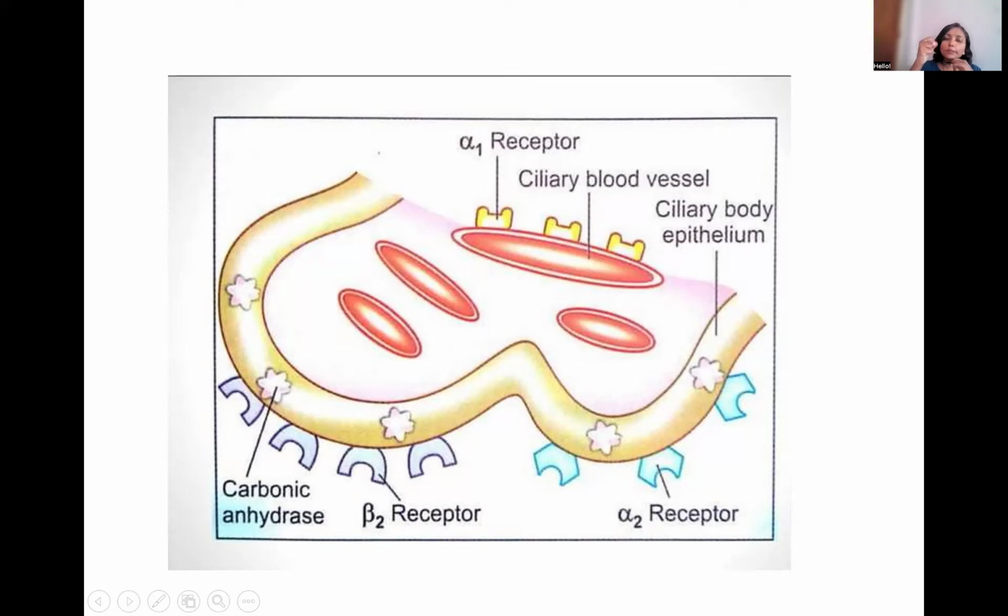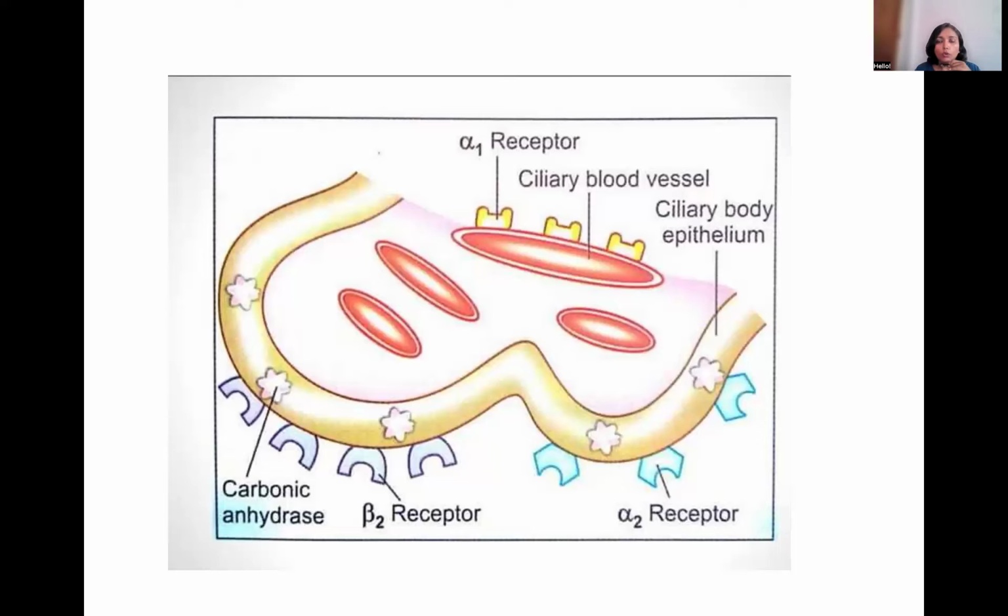Now, the ciliary body is associated with production of the aqueous humor. This aqueous humor is secreted, as I told you already, by filtration of the plasma from the ciliary blood vessels. So, that means what has to act there? Which receptors are predominant there? They are the vasoconstriction promoting receptors, the alpha 1 receptors.